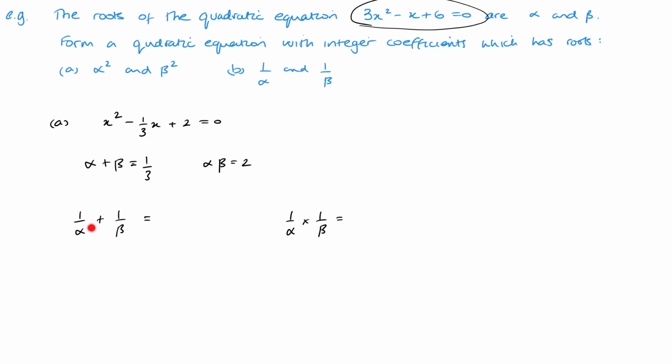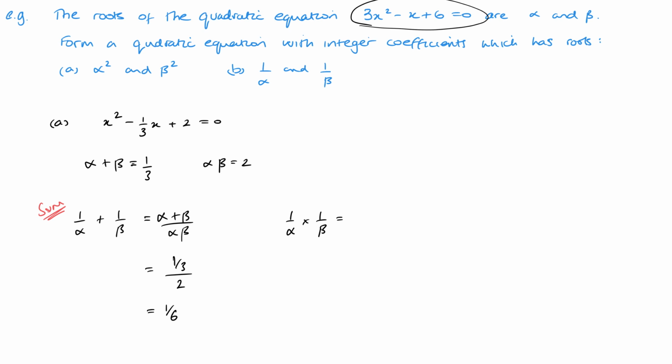Okay, so 1 over alpha plus 1 over beta. Starting off with the sum here, I'd make it one bracket, and I can rewrite it, just make it the alpha first: alpha plus beta over alpha times beta. Okay, so it's a single fraction. Now that we can work out, because we already got the alpha plus beta is 1/3, and alpha times beta is 2. So that is going to give me 1 over 6.